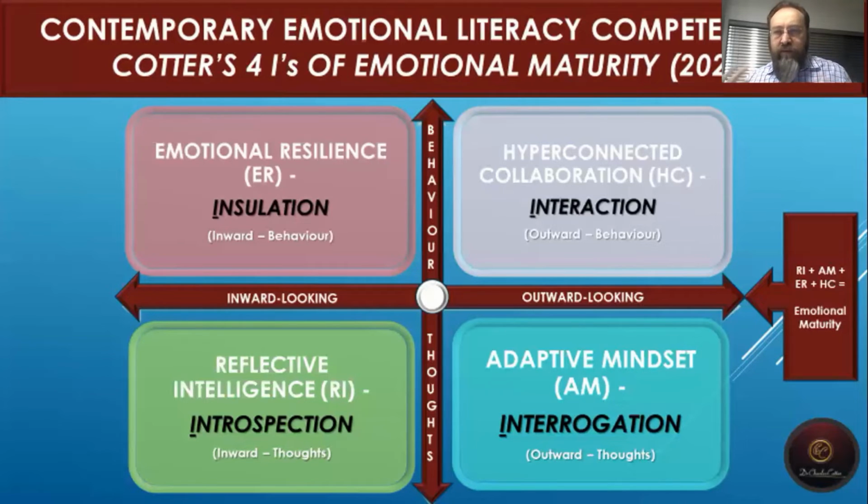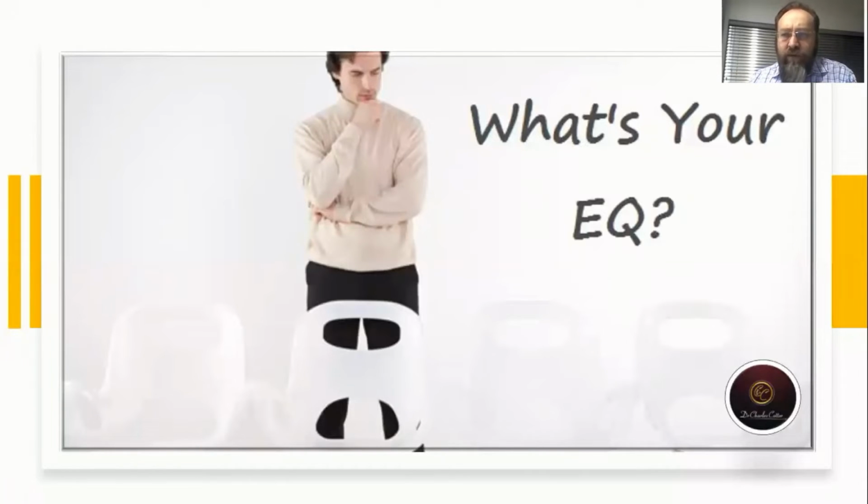Resilience is very important, that we develop this ability to bounce back, your coping mechanisms, so this insulation which will protect you. And you'll see on the right-hand side of the model there, when we look at this reflective intelligence, plus the adaptive mindset, plus this emotional resilience, plus this hyper-connected collaboration, this ability to network and to work really well in even a virtual team structure, this collectively leads to and contributes to a heightened level of emotional maturity.